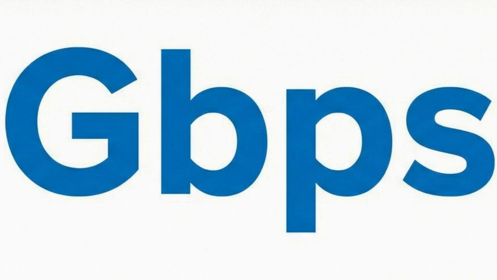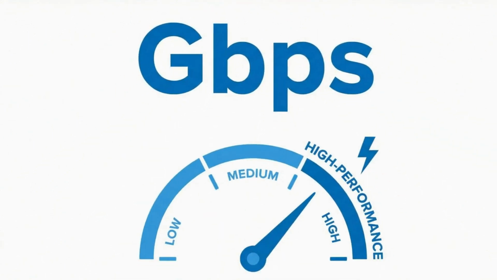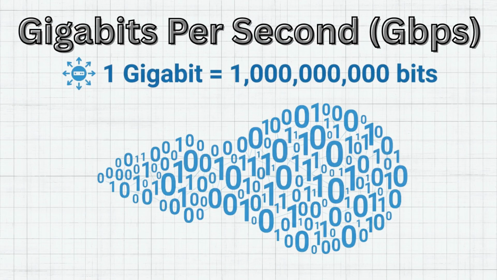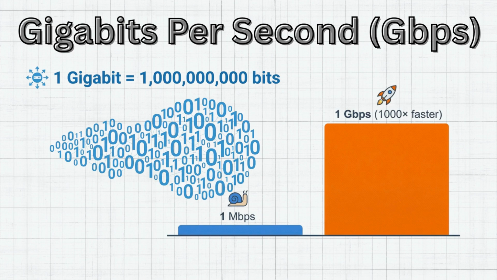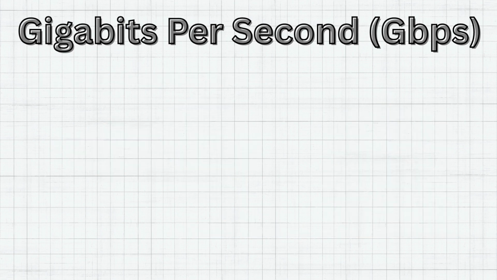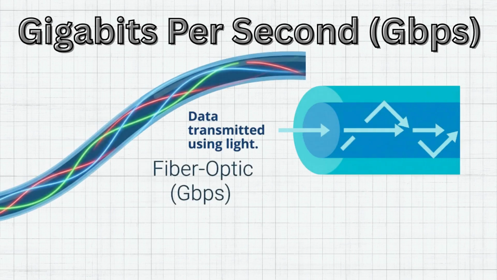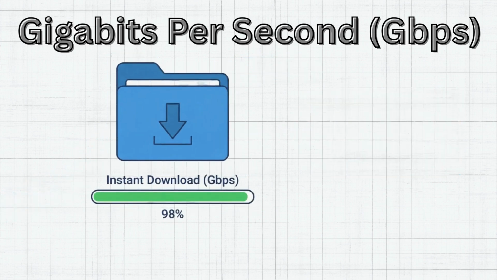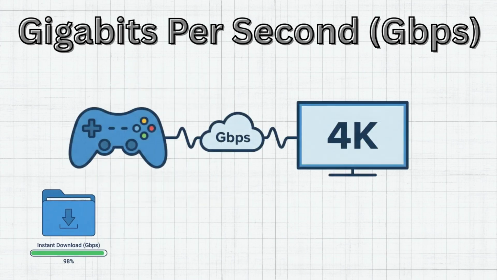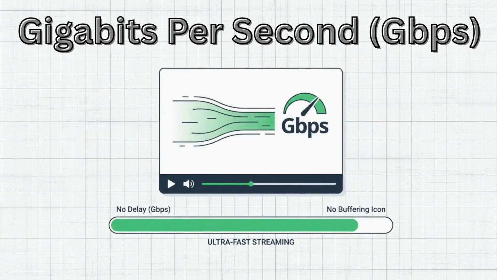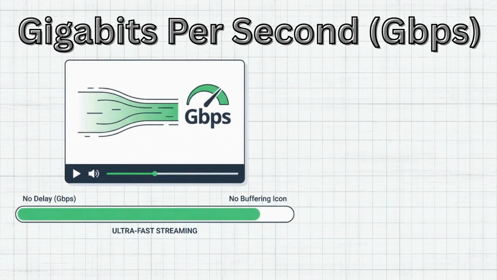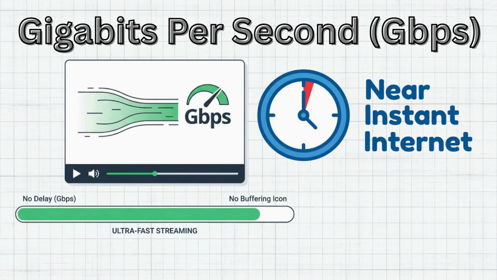Gigabits per second, or Gbps, takes internet speed into the high-performance range. 1 gigabit equals 1 billion bits, making this unit 1,000 times faster than Mbps. Gbps connections are commonly delivered through fiber optic technology, which uses light to transmit data through thin glass cables. At this level, downloading large files happens almost instantly, and activities like online gaming, 4K streaming, and cloud computing feel nearly instant. Gigabit speeds reduce delays and buffering, creating an experience where the internet feels nearly instant.